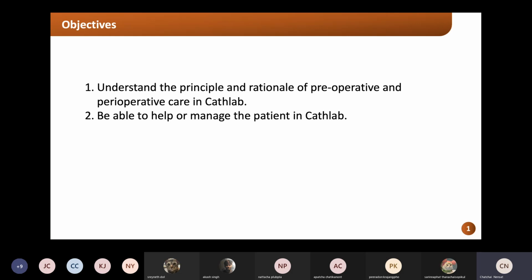All right, for the objective of this topic, I would like you to understand the principle and rationale of preoperative and perioperative care in the cath lab. And I wish after you get the knowledge from this topic, I hope you will be able to help or manage the patient in the cath lab.